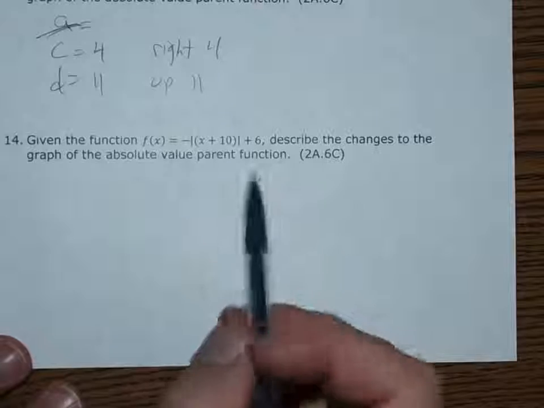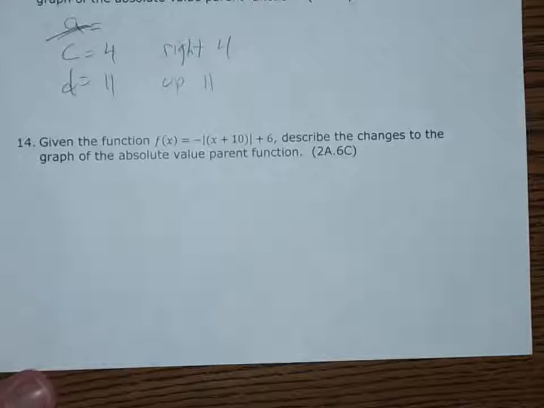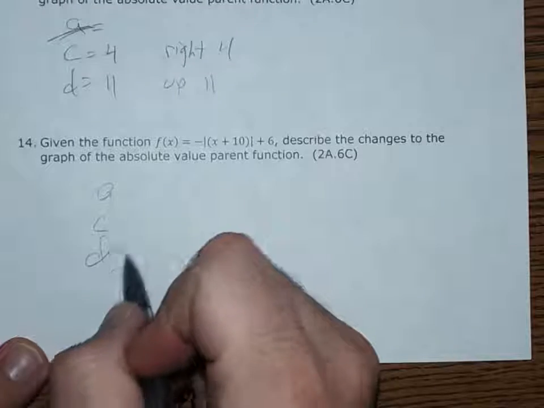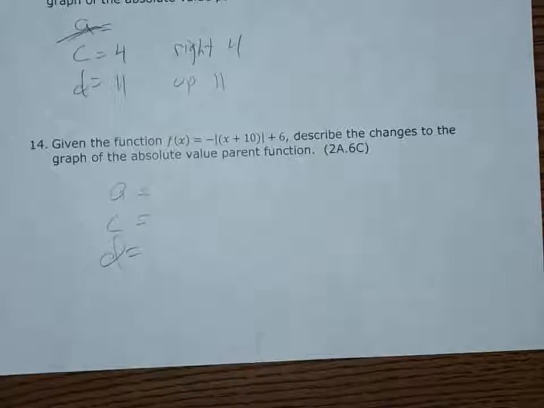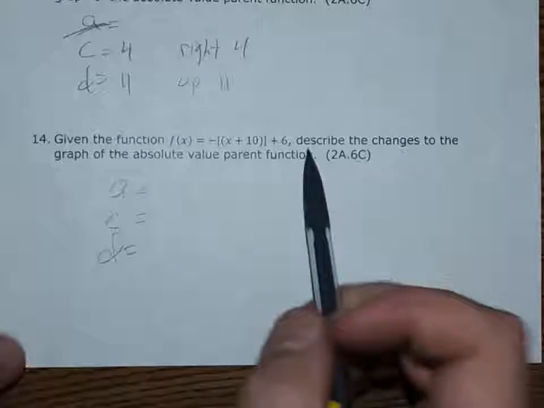Number 14 is very similar. Given this function, f of x equals negative absolute value of x plus 10 plus 6. Describe the changes to the graph of the absolute value parent function. So, in order to do that, I need to know what A, C, and D are. And I'm trying to figure out how I'm going to explain this one piece to you, but we'll see what I can do. Let's start here.